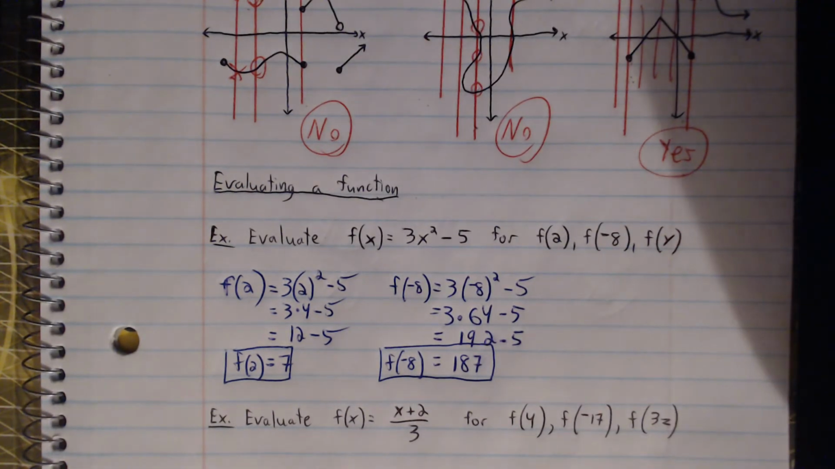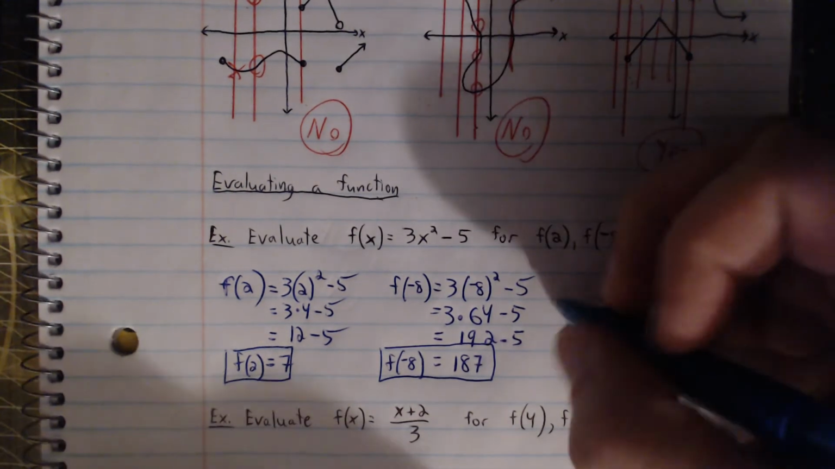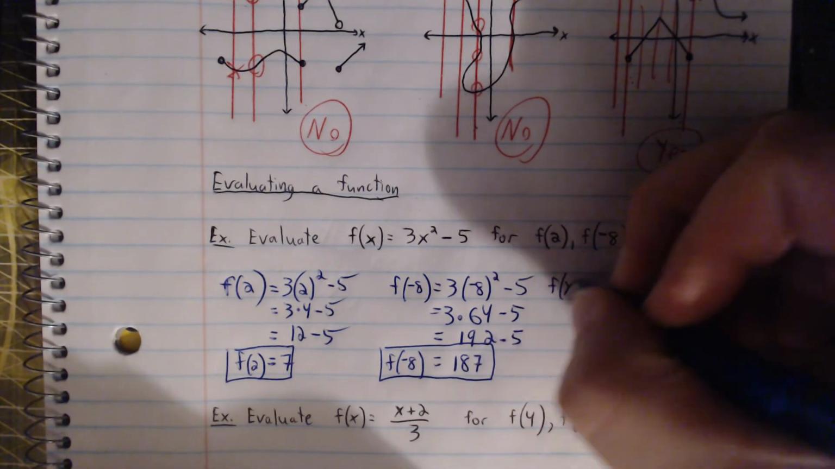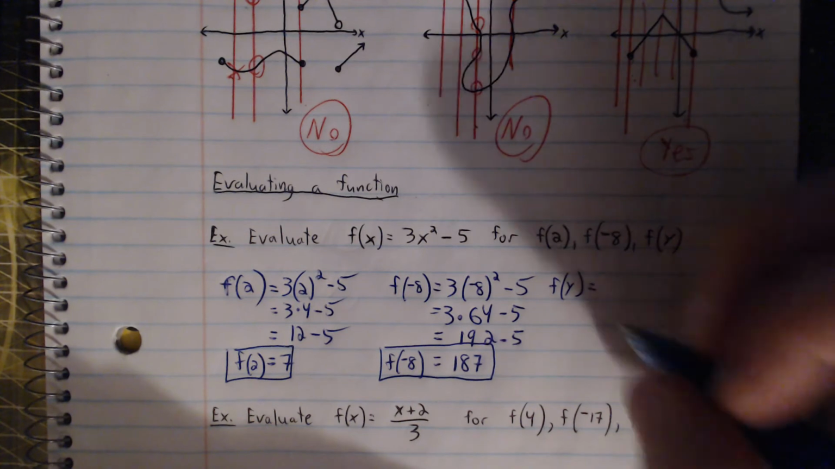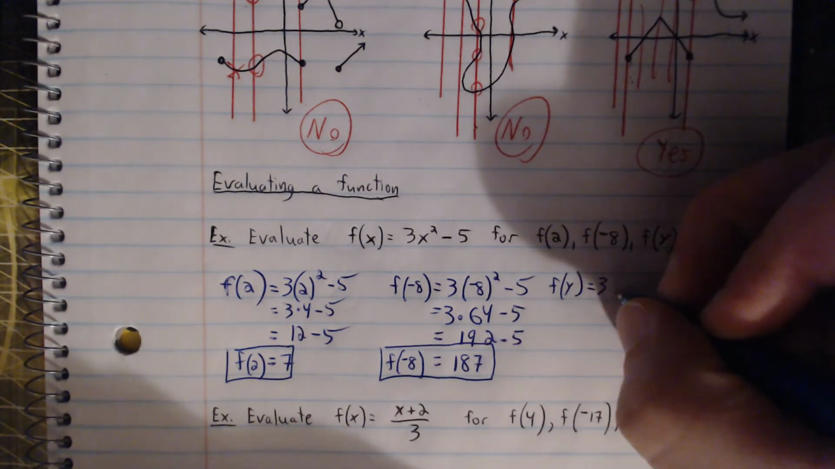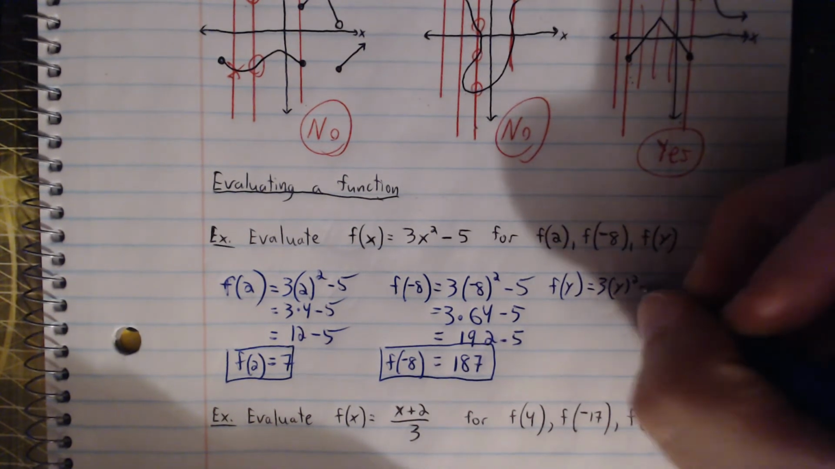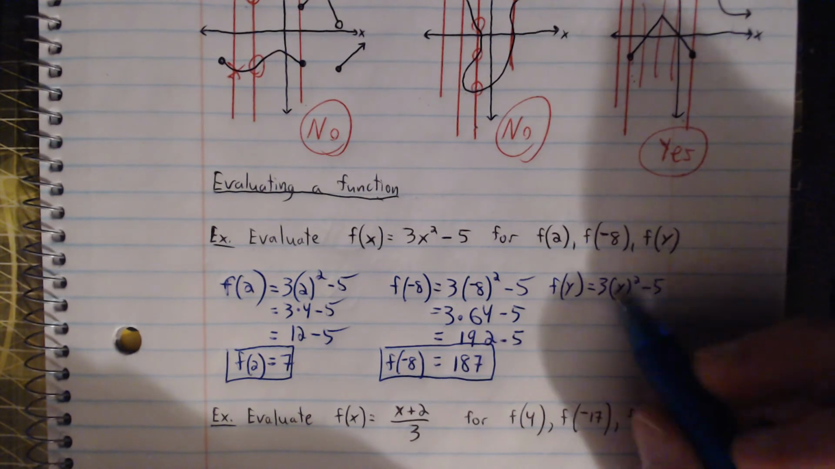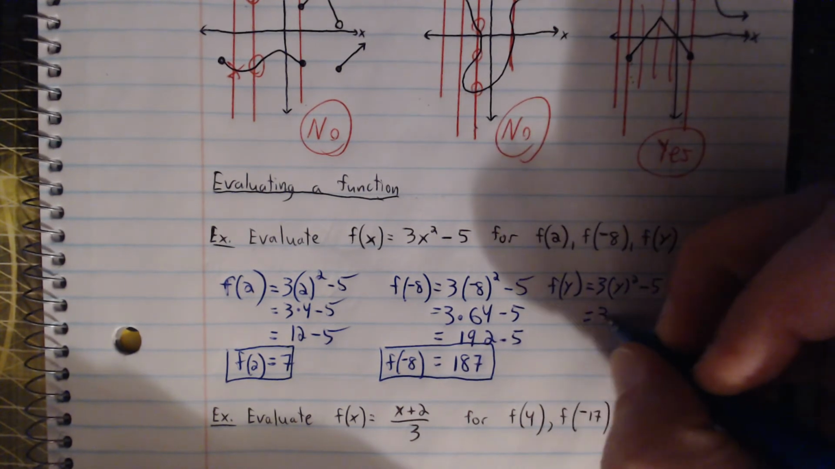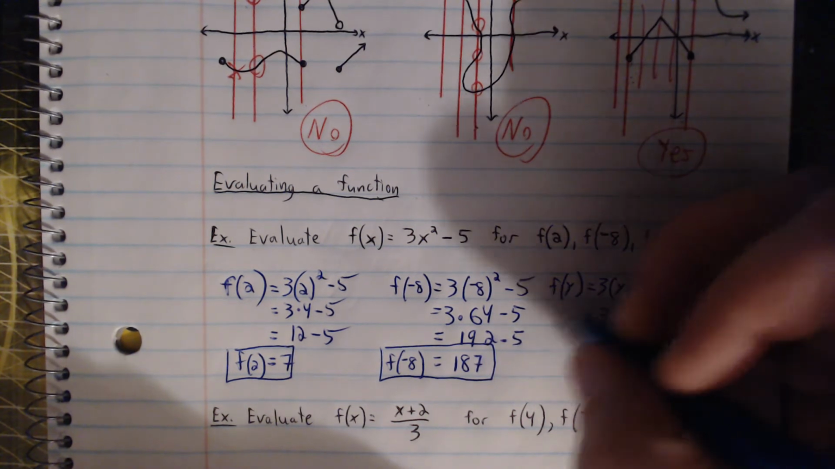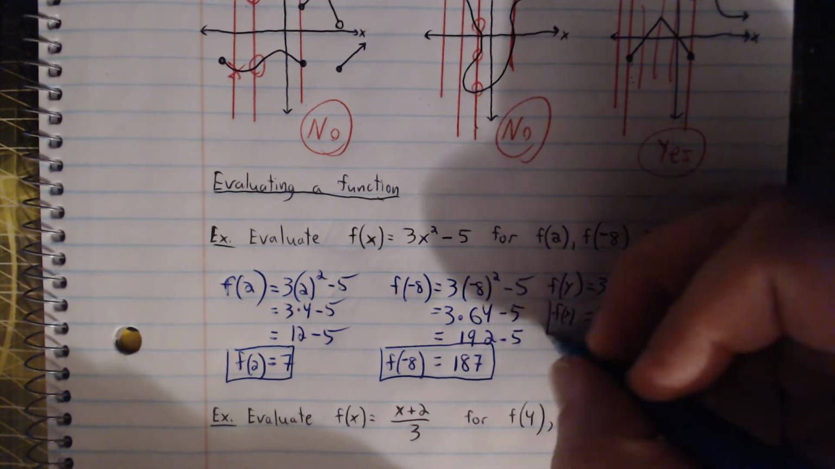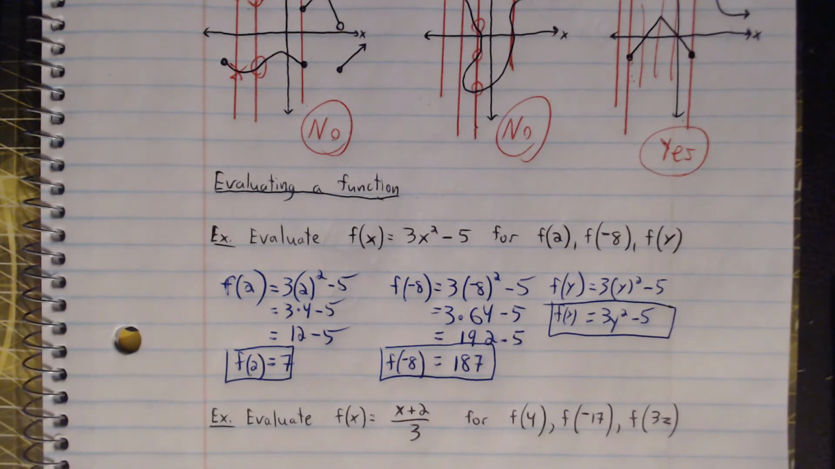Okay, and the last problem they ask for is f evaluated at y. Well, y is not a number, but that's not a problem because all we're doing is just substituting in. So we would have 3 times y squared minus 5. Y squared is just y squared. So 3y squared minus 5. That's what happens when we evaluate at y.